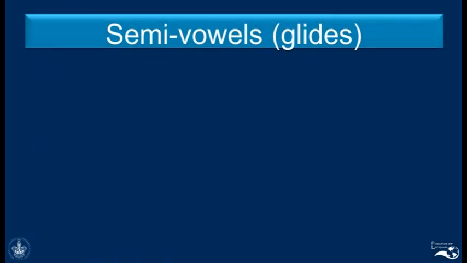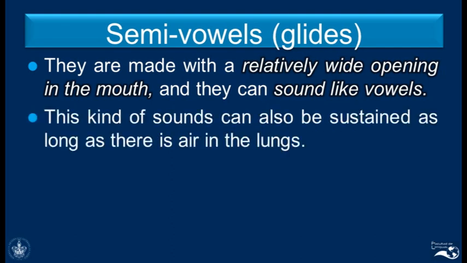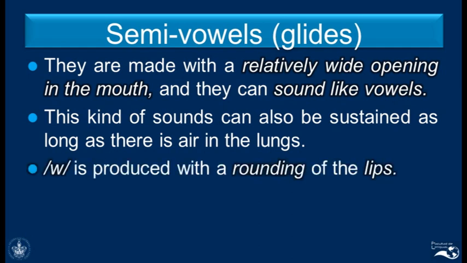The last kind of consonant sounds in English are called semivowels or glides. They are called semivowels because they are very similar to vowel sounds. They are produced with a relatively wide opening in the mouth, and of course, this makes them sound pretty much like vowel sounds. An important characteristic of these sounds is that, like vowel sounds, they can be sustained for as long as there is air in the lungs. Now, there are two semivowels in English. The first one is w, which is produced with a rounding of the lips. It's very similar to the vowel u, but it's produced with the lips.